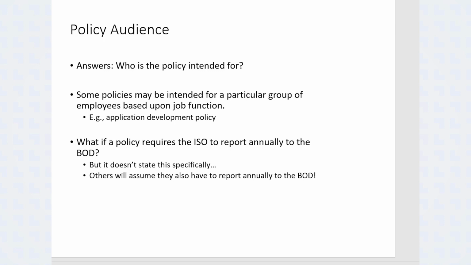So have good answers in your mind. You don't have to write this in the policy. You will have to write this in the policy, actually. There's usually a policy element on the audience. But understand in your mind who the policy is intended for. Some policies are intended for particular groups or people with a particular job function. And sometimes the policy is to report to the board of directors. So if there is that reporting requirement, we need to know who has to do the reporting. Otherwise, things will fall through the cracks.